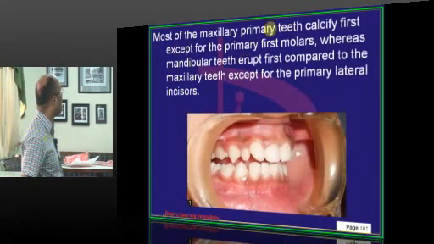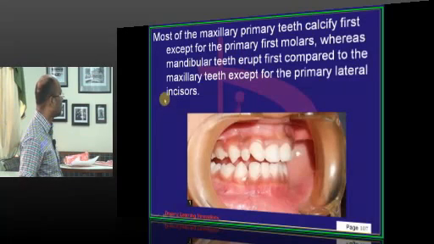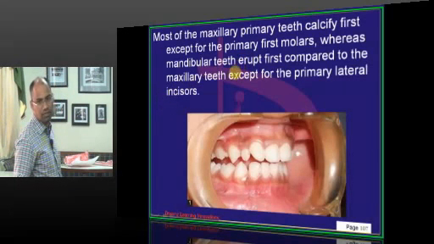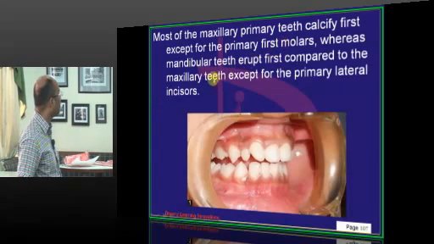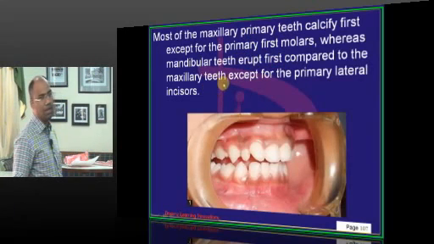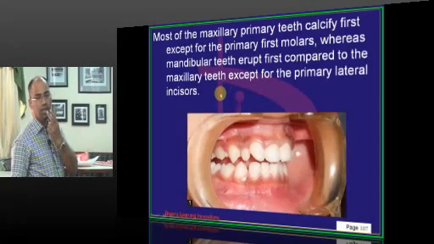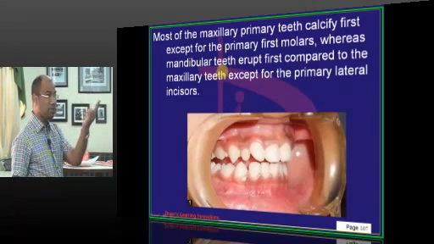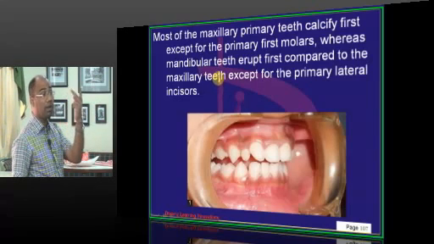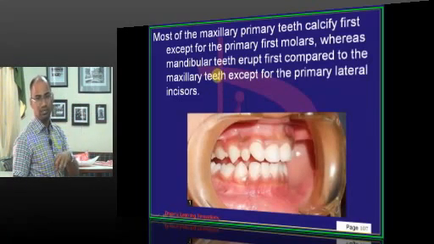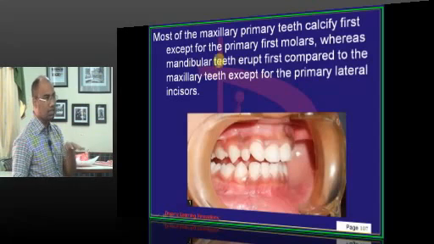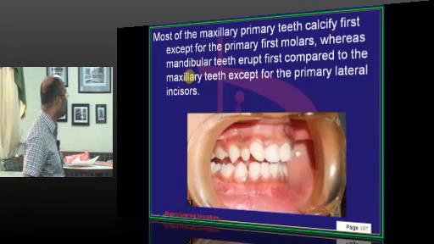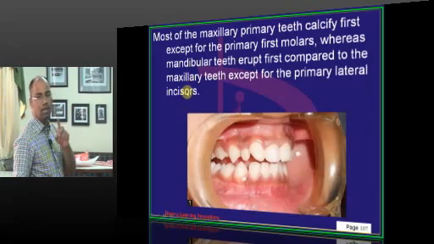Most of the upper primary teeth calcify first, except for primary first molars, whereas mandibular teeth erupt first compared to the maxillary, except for lateral incisors. You see lower central incisors primary, then upper central incisors, then upper lateral, then lower lateral. Most of the times, it is not mandatory that it has to be followed. And the pattern is A, B, D, C, E.